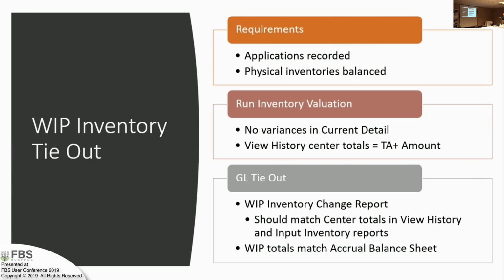So physical inventory is balanced. If you're negative, then stuff isn't tied out. Nothing else is going to tie it out, but you're going to see how all that's affected. So then we run the inventory valuation, which is the part we're talking about. You need to trigger it. If you do that, and there are no variances in the current detail report, and review history equals the Transaction Plus account amounts, then we know that ties out. Then we go to the WIP inventory change report, and it should match the WIP centers.